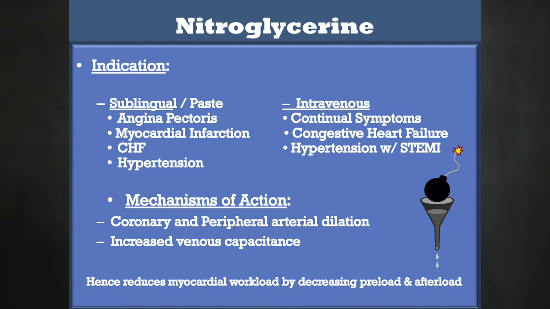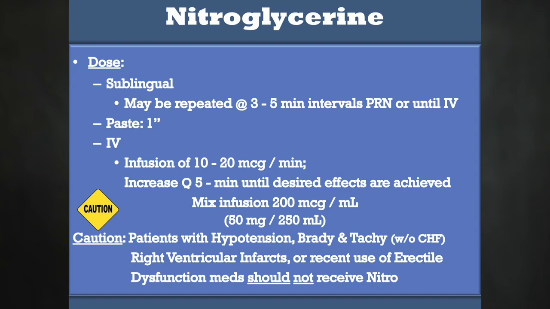You might see for continuous use IV nitroglycerin for the patient who has continual symptoms that don't subside with the sublingual or the paste. For patients that have congestive heart failure, or for patients who are having a STEMI and have hypertension, we may see that utilized. Remember, this drug causes vasodilation, which may cause a headache, may drop their blood pressure. It also reduces the workload of the heart by increasing venous capacitance. That is, blood is less likely to make it back to the heart and more likely to stay in the vascular system. We generally give the sublingual at 3 to 5 minute intervals, provided the blood pressure allows.